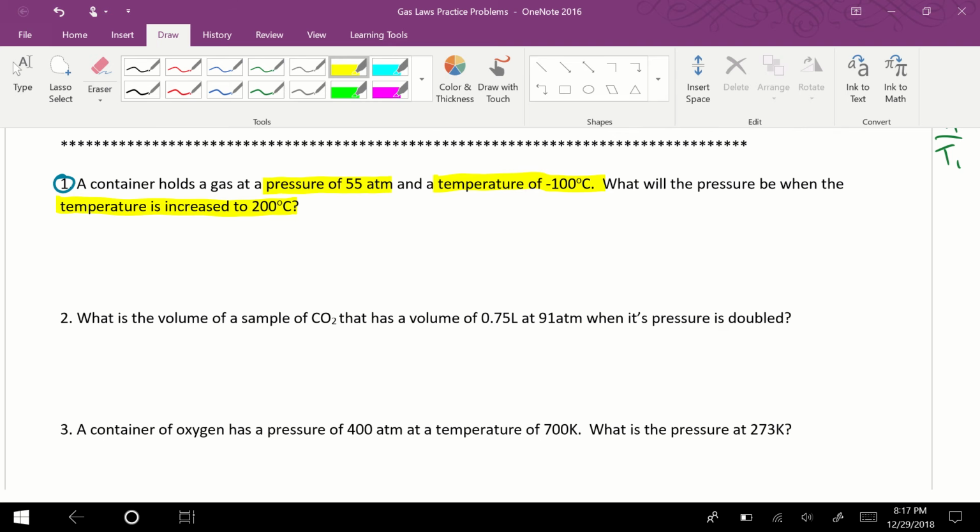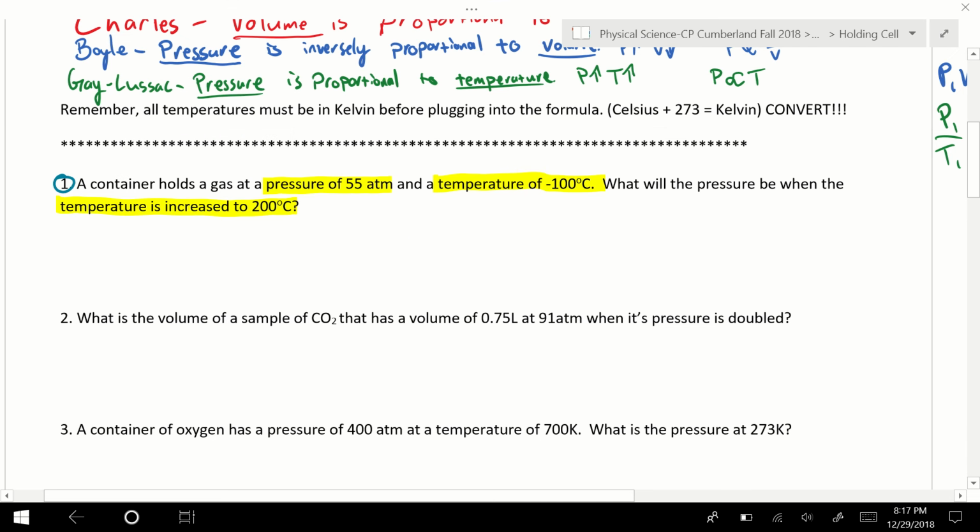So the first thing you should know is that we need to change all of our degrees Celsius to Kelvin. Second thing you need to know is which formula we're going to use. Because it is pressure and temperature, in this case we use Gay-Lussac's law, which means you're going to be using P1, P2, and T2.